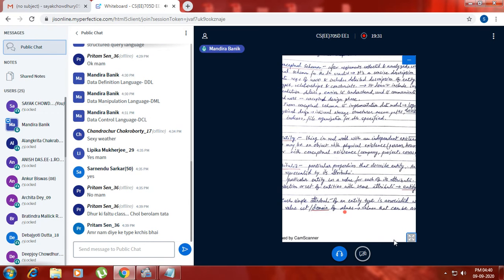So all of you are individuals. If there are 60 students, then there are 60 different entities of student. But when we are talking about the student entity type, then we are taking the whole set of the students. So that is the difference between entity type and a single entity.